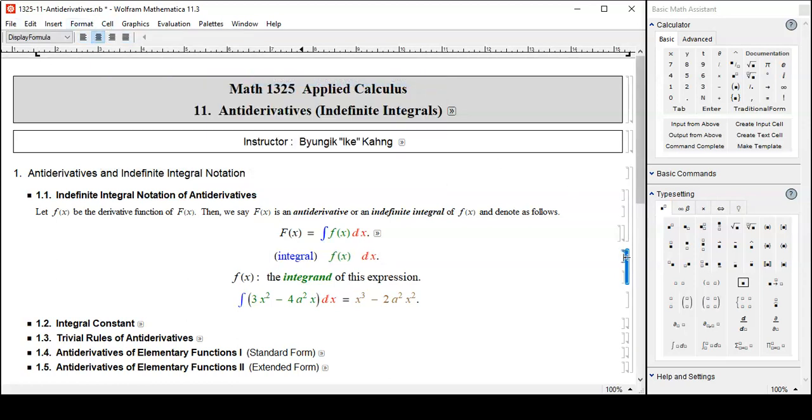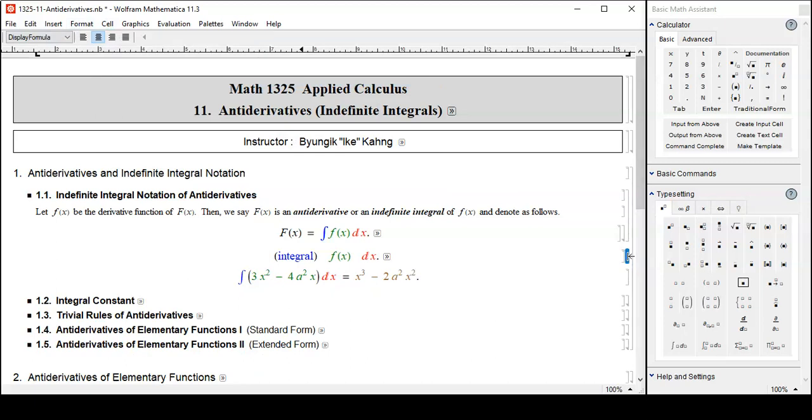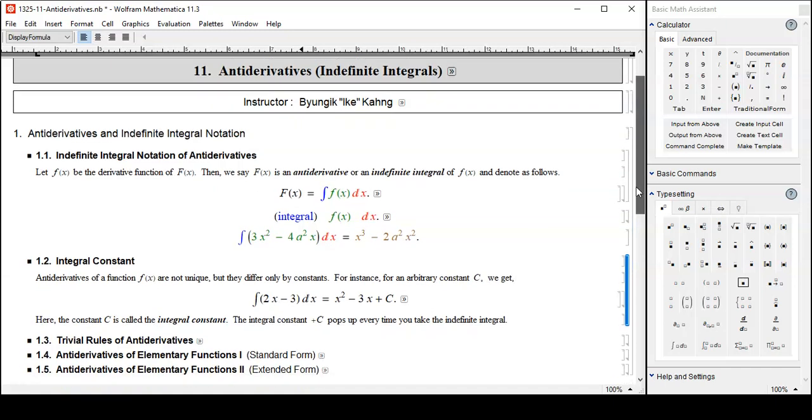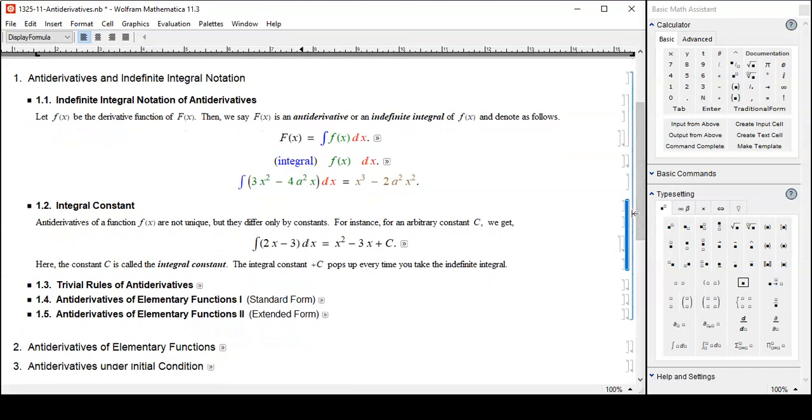Okay, we took care of most of the terminologies and concepts, but not 100%, not everything. This expression here is not entirely correct. Not 100%. We still need one more, and that is the integral constant. Antiderivative functions are not unique. There are infinitely many antiderivatives, as you can see from this example. Let's begin with 2x minus 3.